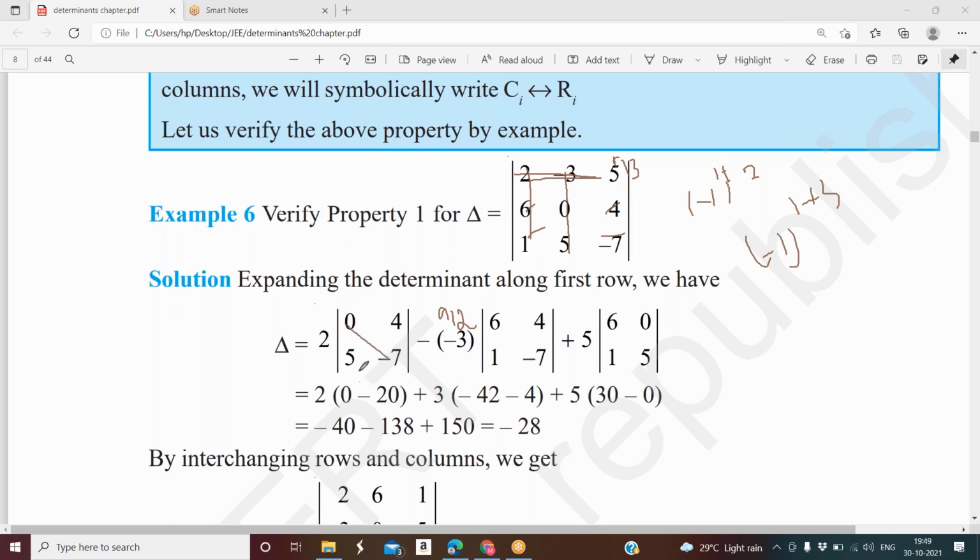0 into minus 7, 0. Downward arrow minus upward arrow. So 0 minus 20, minus 42, minus 4, downward arrow 6 into 5, 30, minus 1 into 0, upward arrow, so 0.